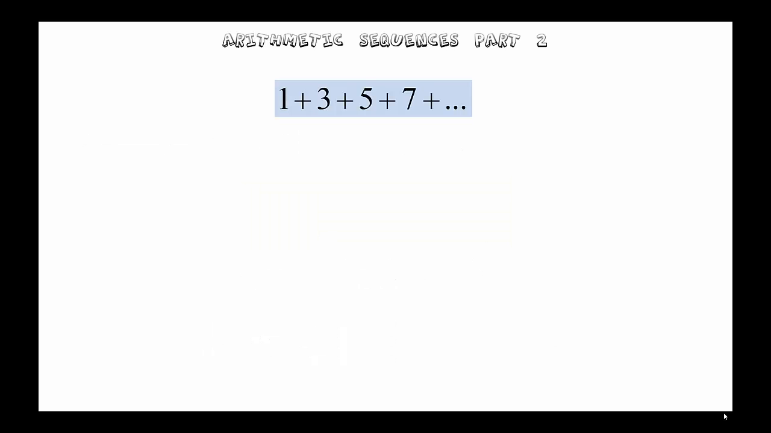Now let's look at another arithmetic series, a very well-known one, the sum of the first given number of odd numbers, 1 plus 3 plus 5 and so on. Again, let's evaluate the sum.